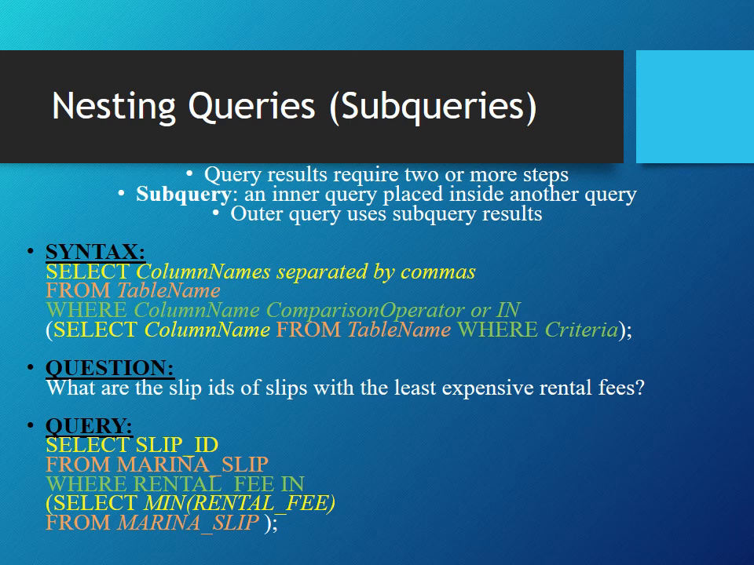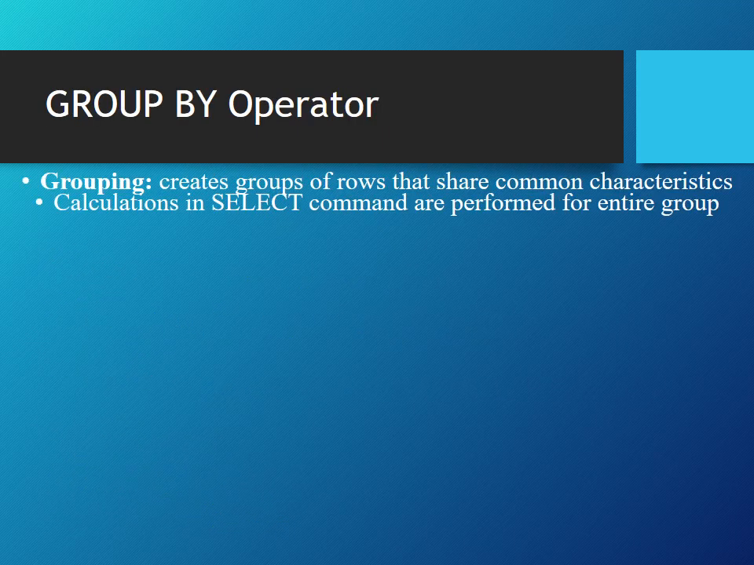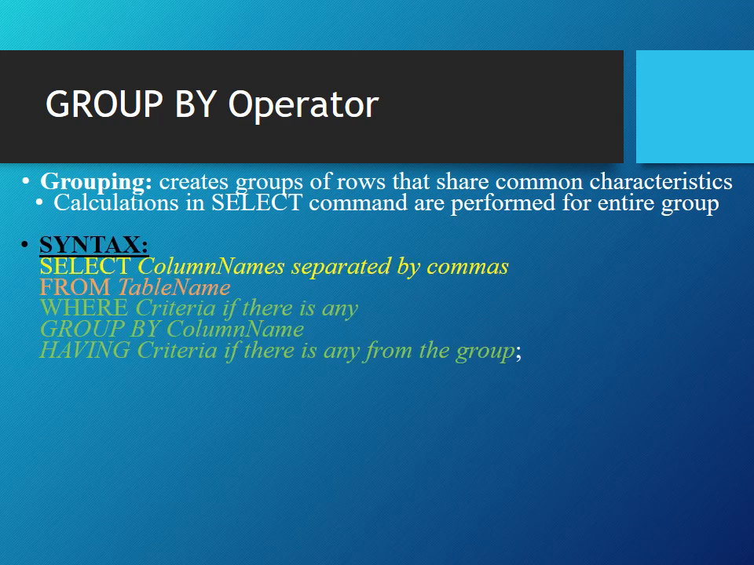Now our last operator for this week is group by. Grouping creates groups of rows that share common characteristics. Calculations in the select command are performed for the entire group. Let's look at the syntax. The syntax is select column names separated by commas from table name where criteria, if there is any, group by, and then the column name. Then you'll notice a new keyword called having.